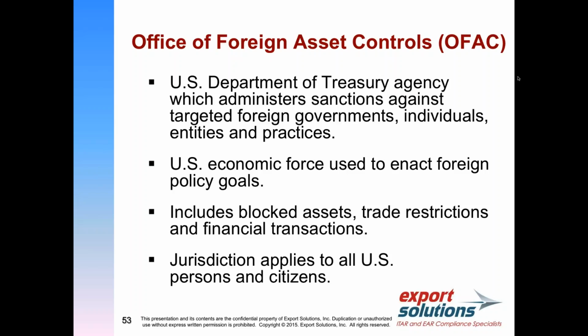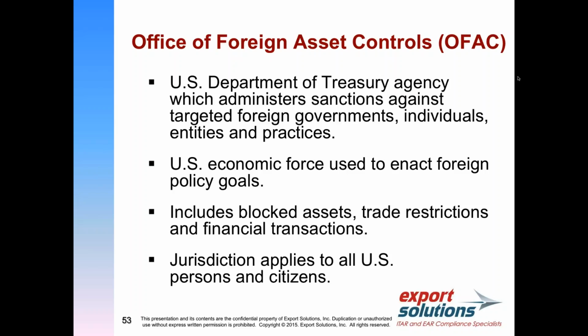So once again, when you hear sanctions on the news and everything, it's OFAC who are doing it on behalf of the government. It's using our economic force to enact foreign policy goals. Basically, if you don't do what we want, we're gonna strangle your money. That's what it's all about. It includes blocking assets, trade restrictions, and financial transactions.